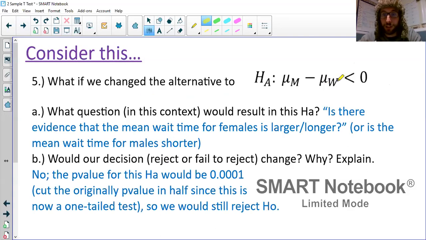This would mean that the mean wait time for women was longer. If we were going to get a negative, the only way this would be a negative difference is if the wait time for women was longer or larger. And then, you know, read the rest.